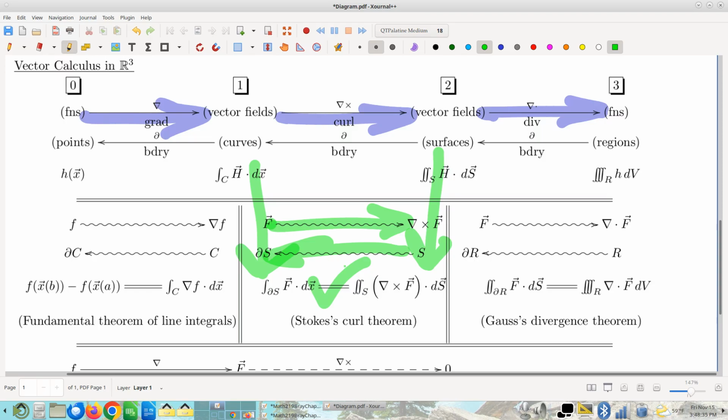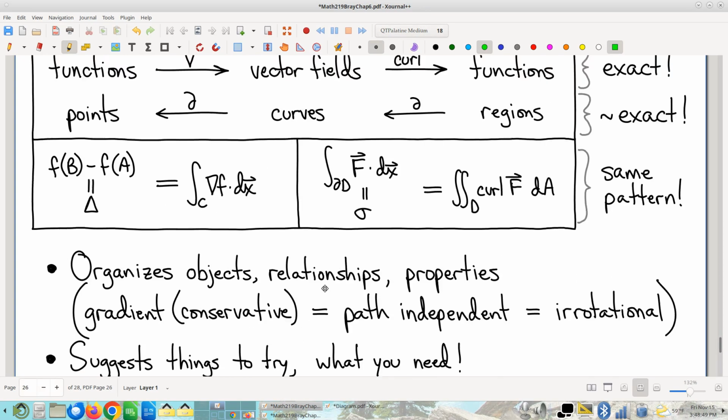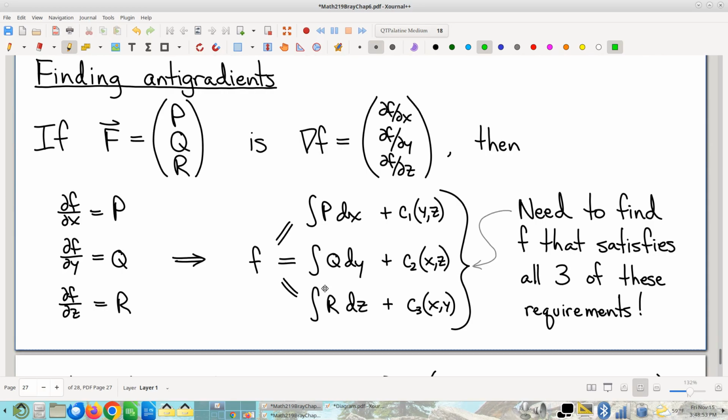So anyway, I hope you'll find this as useful as I do. It is something to definitely keep your eye on as we go through and develop all these ideas. Okay, so that's all I wanted to say about this stuff. Okay, moving along.